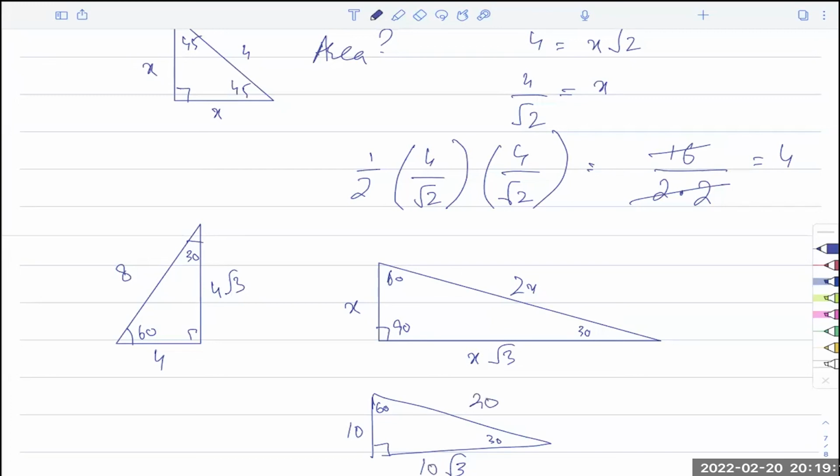But then, do you have to solve for 2 square root 3 or 10 square root 3 as well, or do you leave it as that? You leave it as that. That's the side. Of course, if they ask you for an area, then you use these values. If they ask you for a ratio, you use these values.